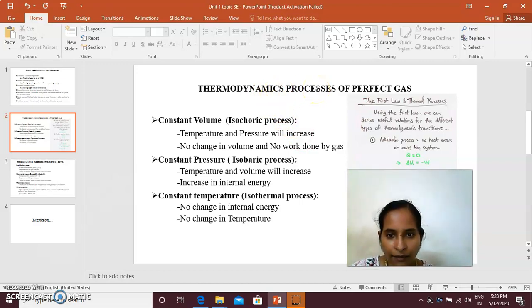We have already seen that a process is nothing but a sequence of operations, whether a cyclic process or any other process. The change of state is achieved by conducting processes. So if one process is conducted, the state is changed, and the properties of the working substance are changed.